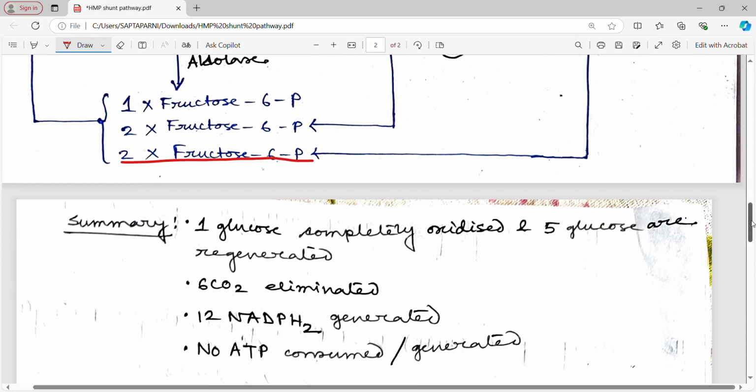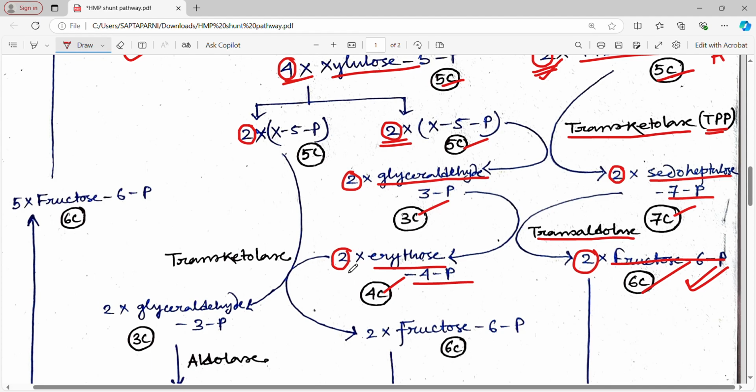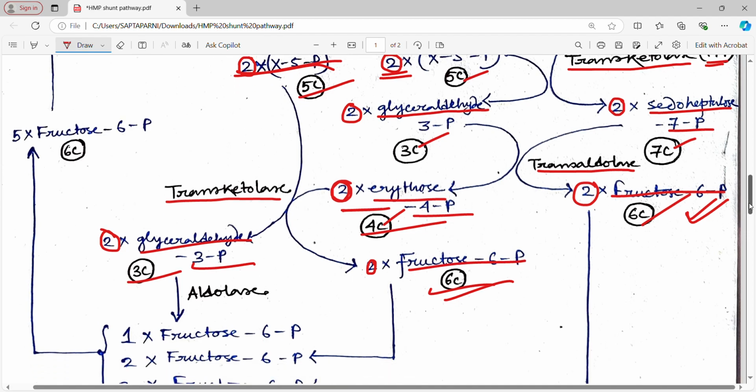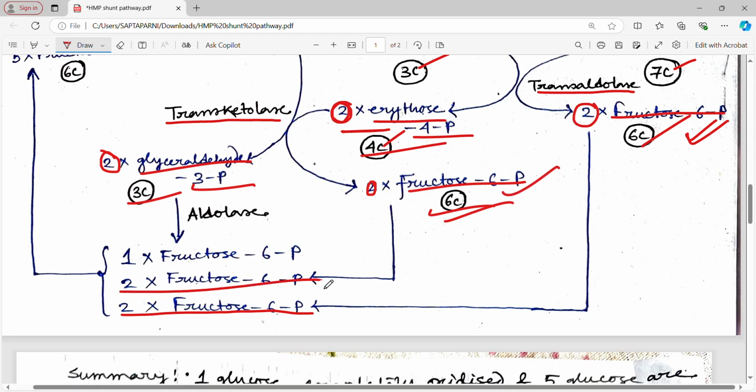Now these 2 molecules of erythrose 4-phosphate react with these 2 molecules of xylulose 5-phosphate which have not reacted till now. So it has 5 carbon, it has 4 carbon, so total 9 carbon. These 2 molecules react with the help of transketolase which has TPP coenzyme, and they form 3 carbon containing 2 molecules of glyceraldehyde 3-phosphate and 6 carbon containing 2 molecules of fructose 6-phosphate. So 3 plus 6, 9 carbon is made. And these 2 fructose 6-phosphate directly go to the next step.